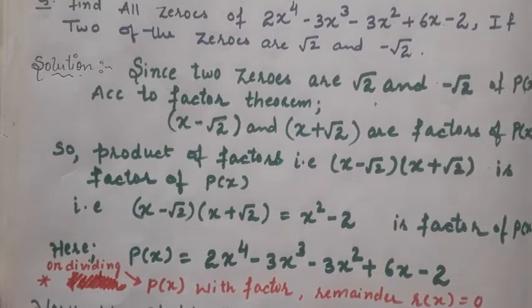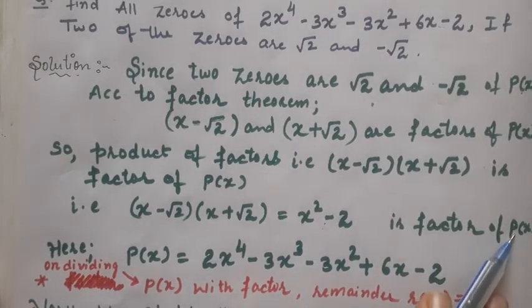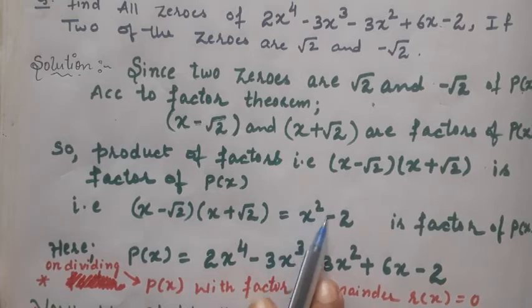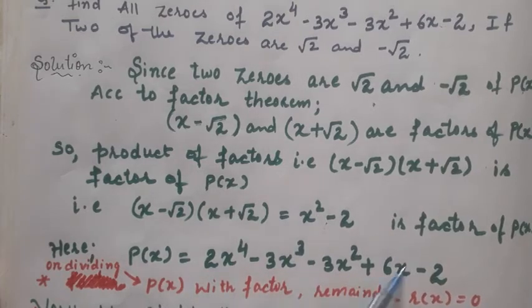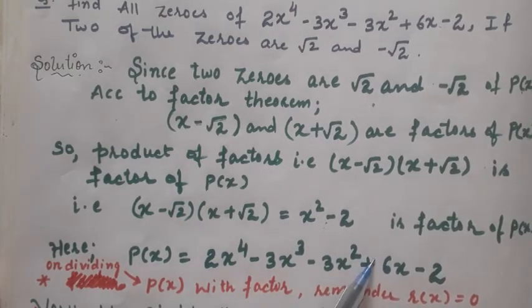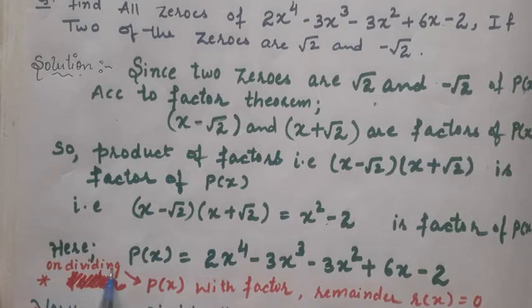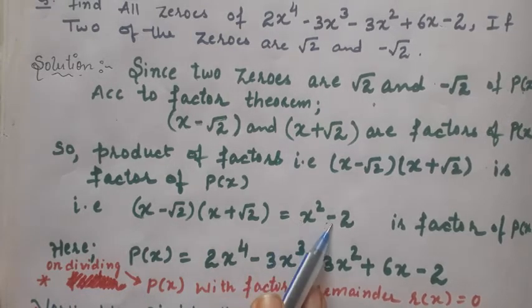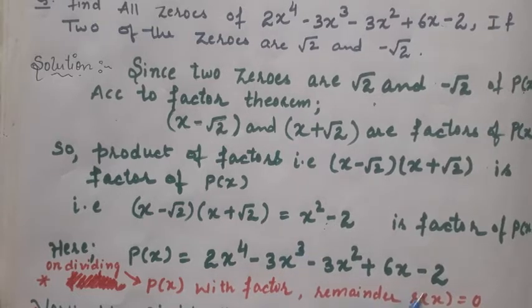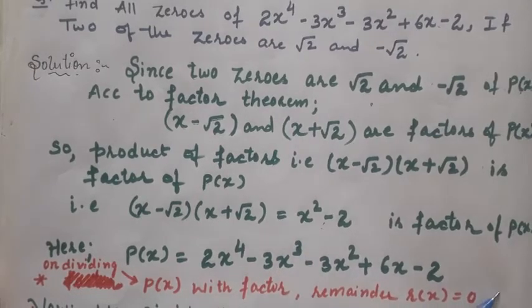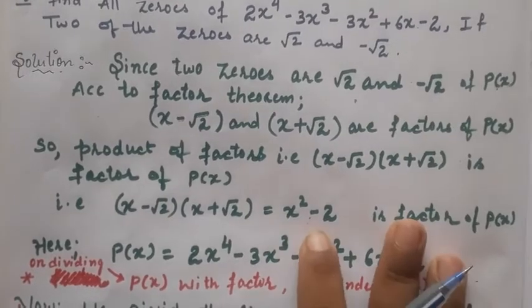Now this is a factor of p(x), so definitely it will completely divide p(x) and we will get remainder 0, and we will get some quotient whose degree will be less than p(x). So on dividing p(x) by the factor x^2 - 2, the remainder will definitely be equal to 0. So here we go for the division.